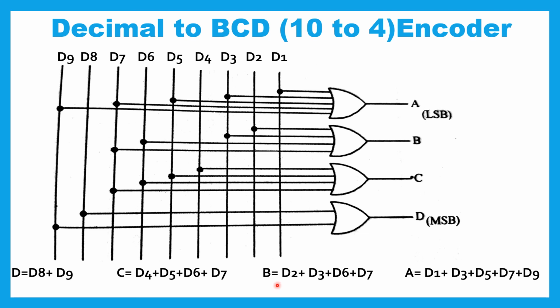And the Boolean expression for B output is D2 or D3 or D6 or D7. So here also we need 4 inputs. The inputs are D2, D3, D6 and D7. So the output will be B. And for getting A, the Boolean expression is D1 or D3 or D5 or D7 or D9. So here we need 5 inputs. So the inputs are D1, D3, D5, D7 and D9 for this first OR gate. So here we get the output as A, that is the least significant bit.